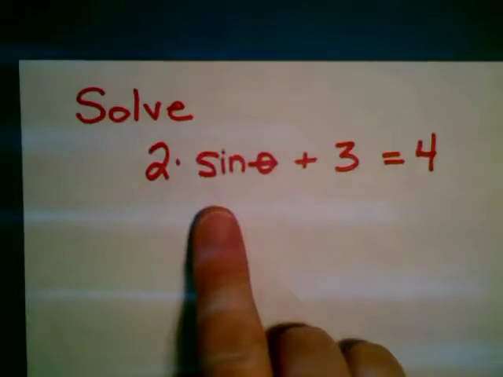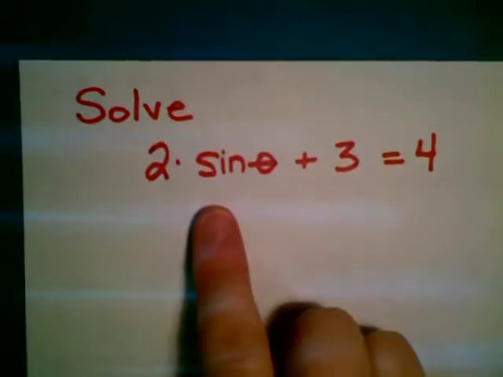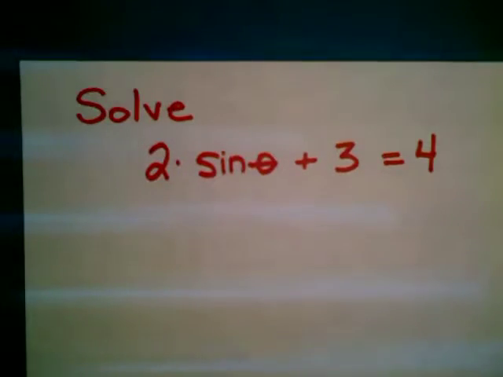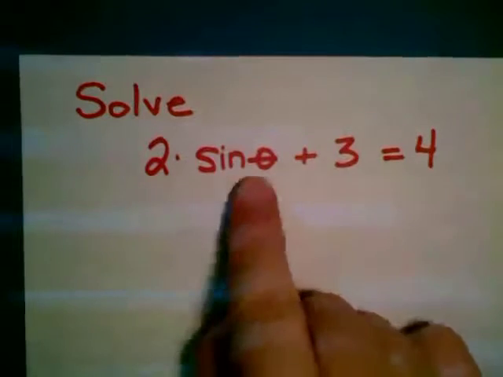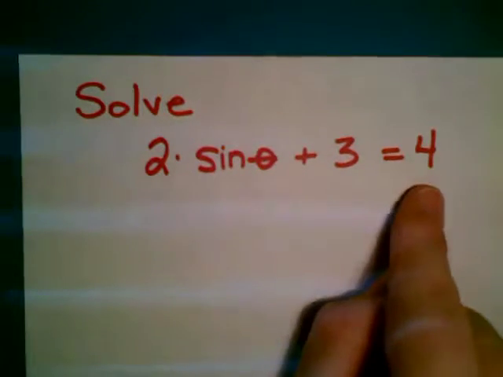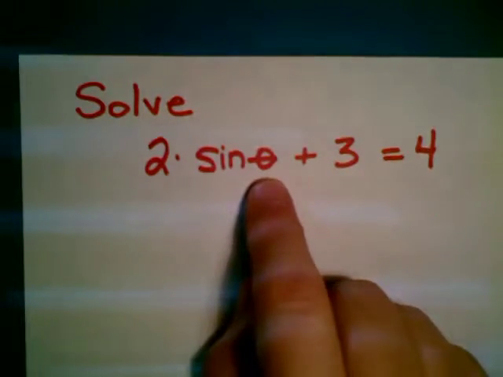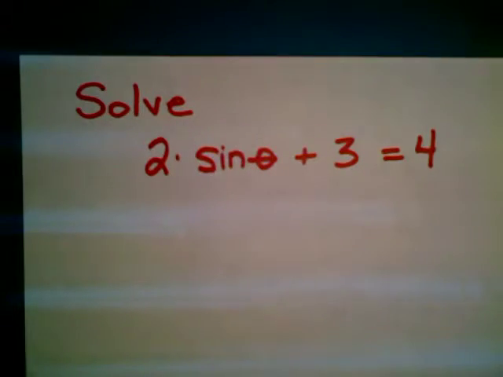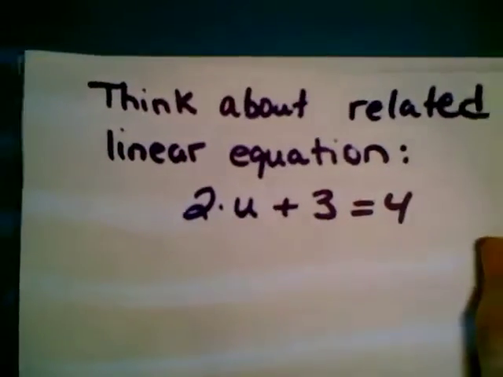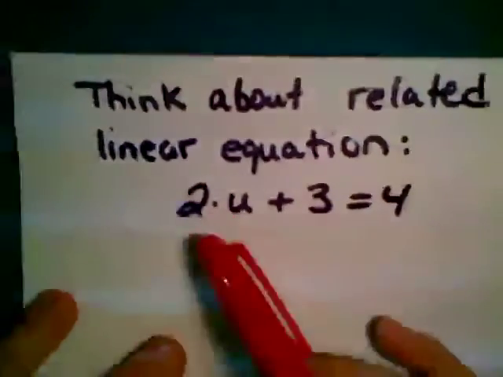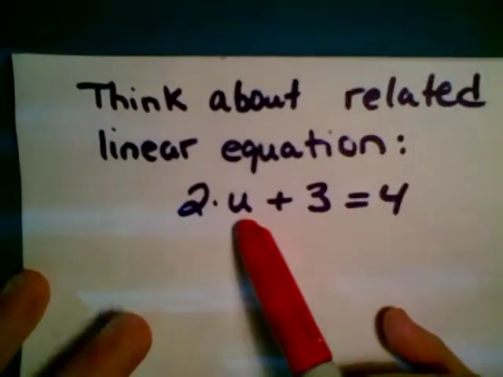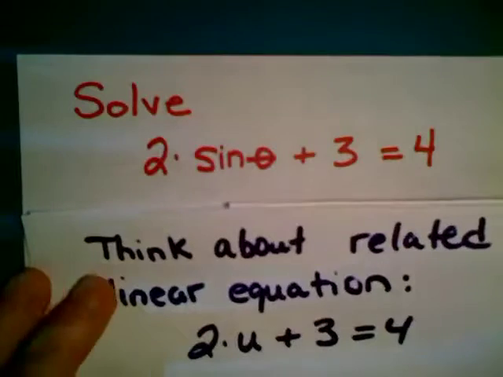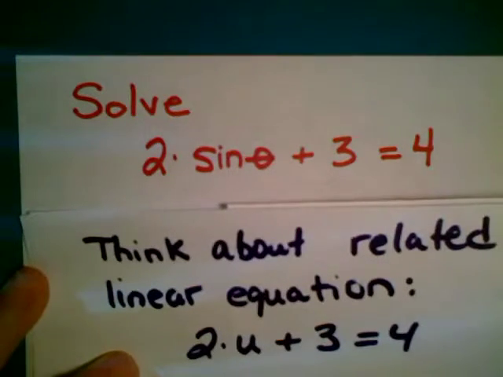Probably our major theme of the lesson. We want to be able to solve equations that involve trig components. We're going to end up solving 2 times sine of theta plus 3 equals 4 and find all real values of theta that make that equal sign true. Now I'm going to remind you of 2 similar problems. We've solved a lot of linear equations, and this trig equation is related to this blue linear equation.